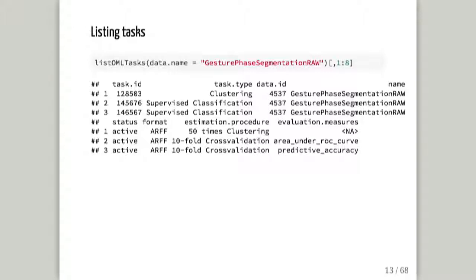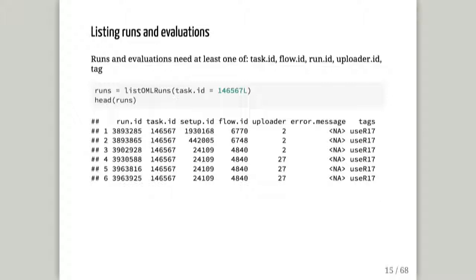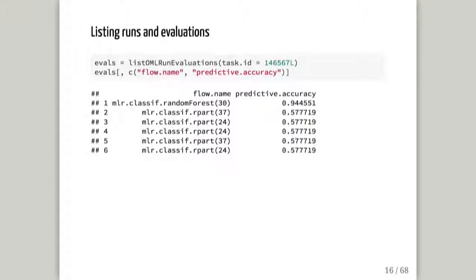If you then want to see which runs, so before I now have a specific task for this gesture face recognition, right? So it's a data set about recognizing gestures and people's hand movements based on accelerometer data. So now you want to see, okay, what has been done on this data set. If you have the task ID, you can now ask for all the runs on this task. And here you can see there are a couple of runs people have been running on this task. And if you want to see how well they perform, you can use list OML run evaluations to get a breakdown of which algorithm was used and how well it performed.